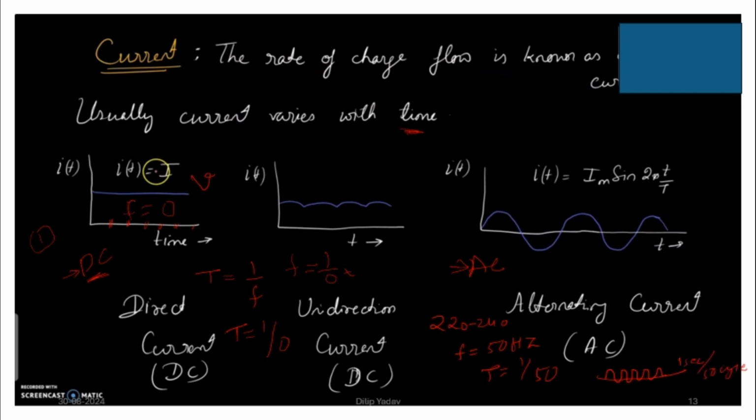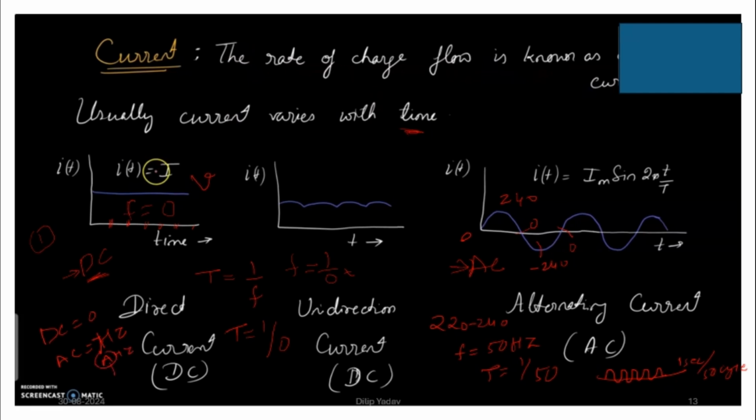So that's why it is pulsating. That means from 0 to 240 it is going to rise. Then again from 240 it will be 0. Then again it will be minus 240 volts. And then again 0. And it will keep on moving. So this is the DC, that we have to remember, that DC has a frequency of 0, whereas AC has a frequency in hertz.